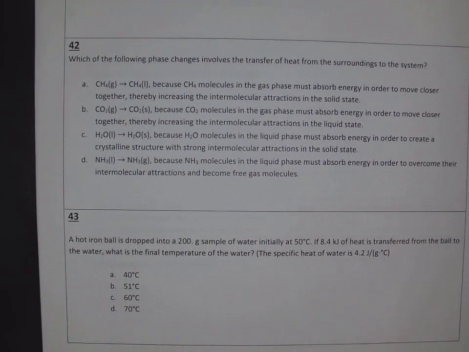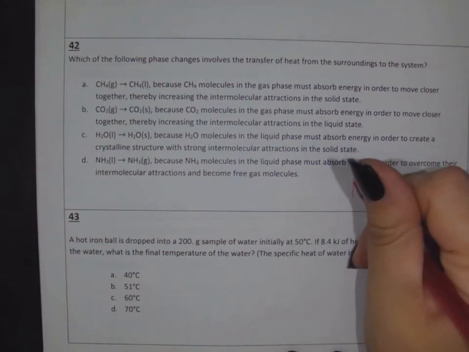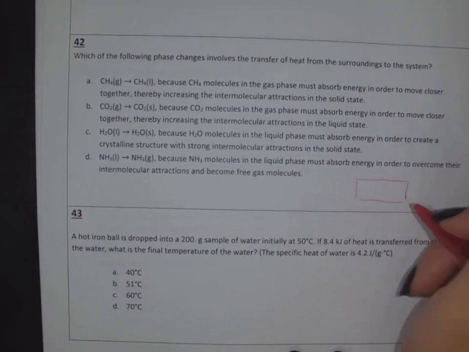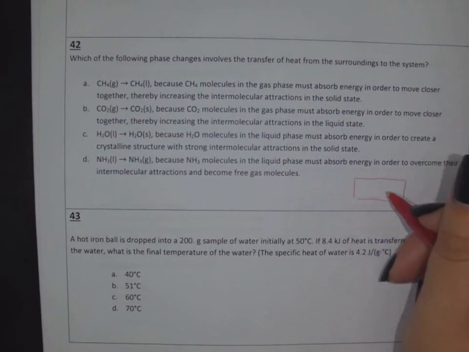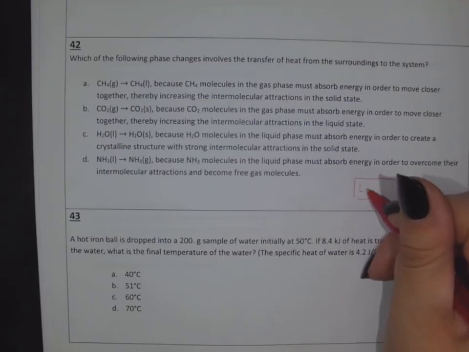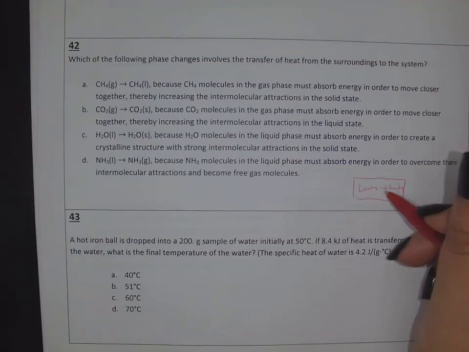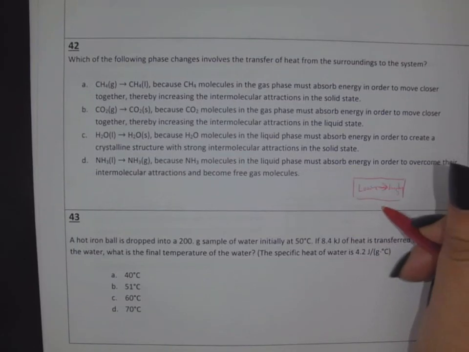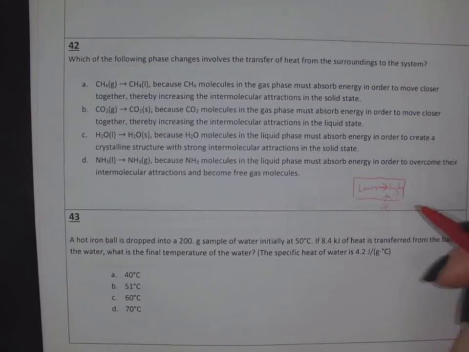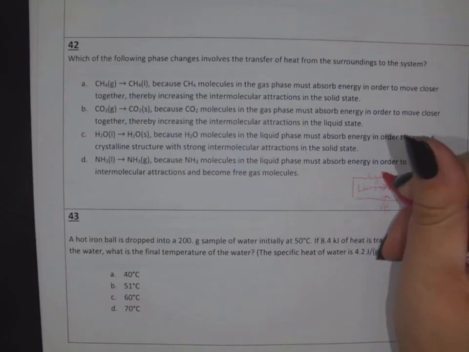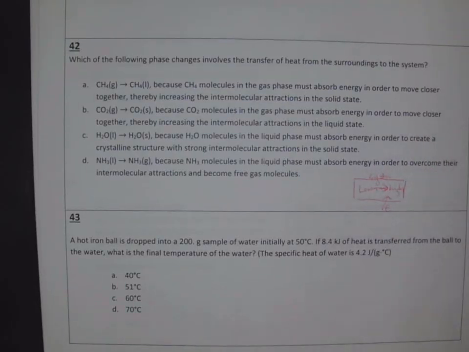Number 42. Which of the following phase changes involves the transfer of heat from the surroundings to the system? Okay, so I need to start off with something with lower energy first, and it's got to become higher energy. Because that energy has to come from somewhere, and it comes from the surroundings. It's going to go from the surroundings to the system. So it involves the transfer of heat from the surroundings to the system. Okay, so starting off lower, ending up with higher.